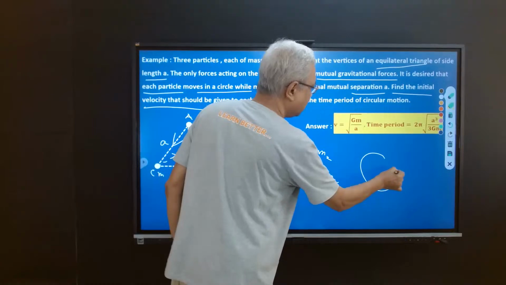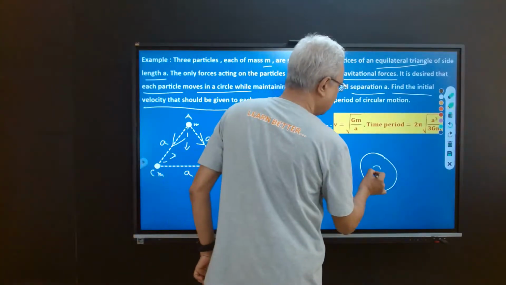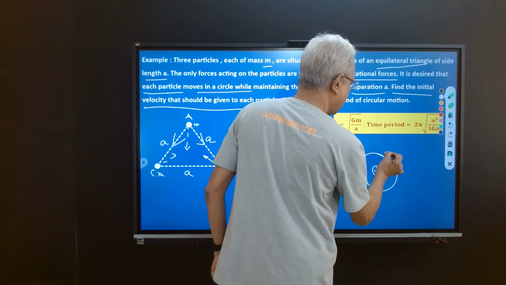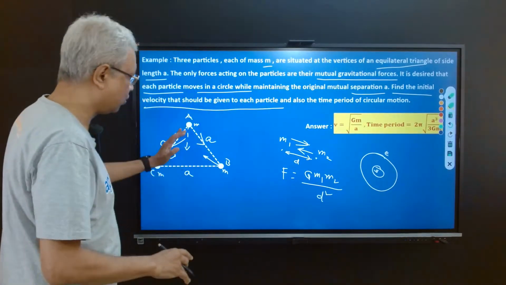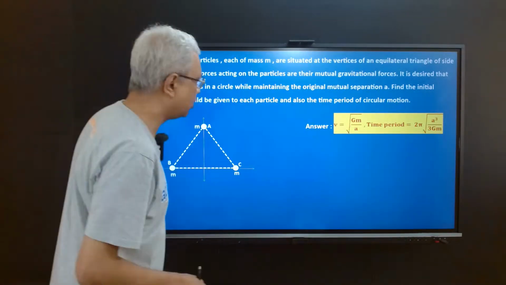Say for Earth, it takes 365 days to revolve around the Sun. So you know what time period is. With this background, let us try to solve this problem.